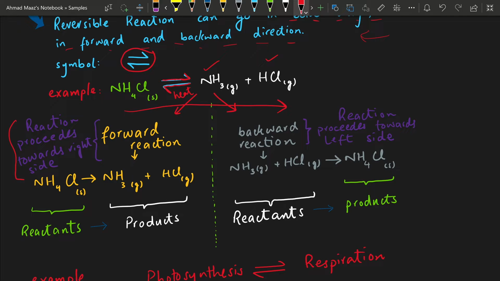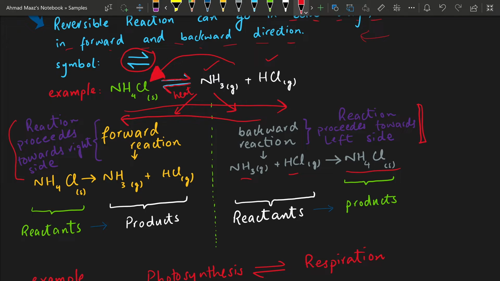The ammonium chloride, when being heated, converts into ammonia gas and HCl gas. And the backward reaction is the reaction that goes towards the left hand side. For example, this ammonia gas plus HCl gas, they convert back into ammonium chloride. They'll form a white solid, which is a solid of ammonium chloride. Now this is the backward direction because it proceeds towards the left side.